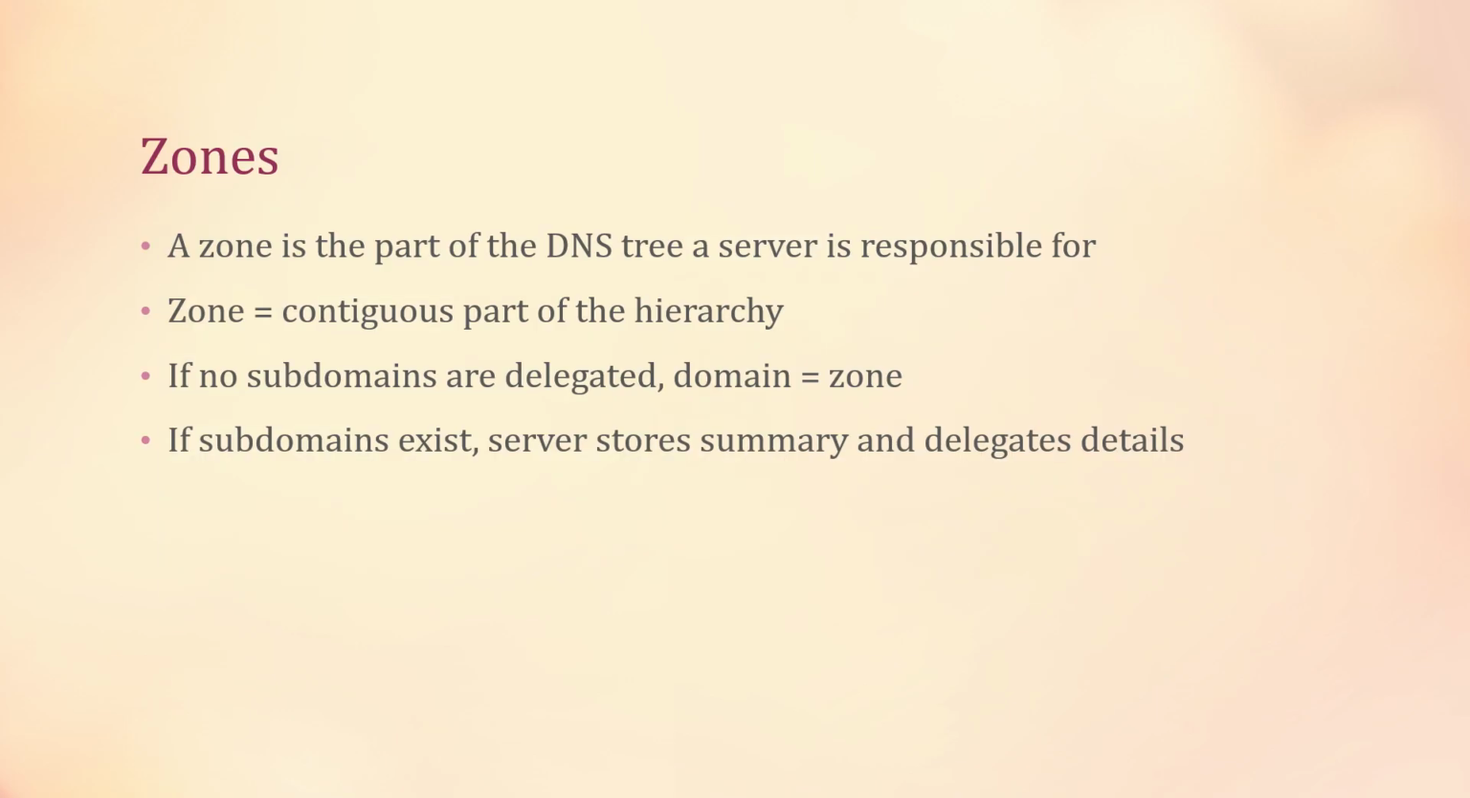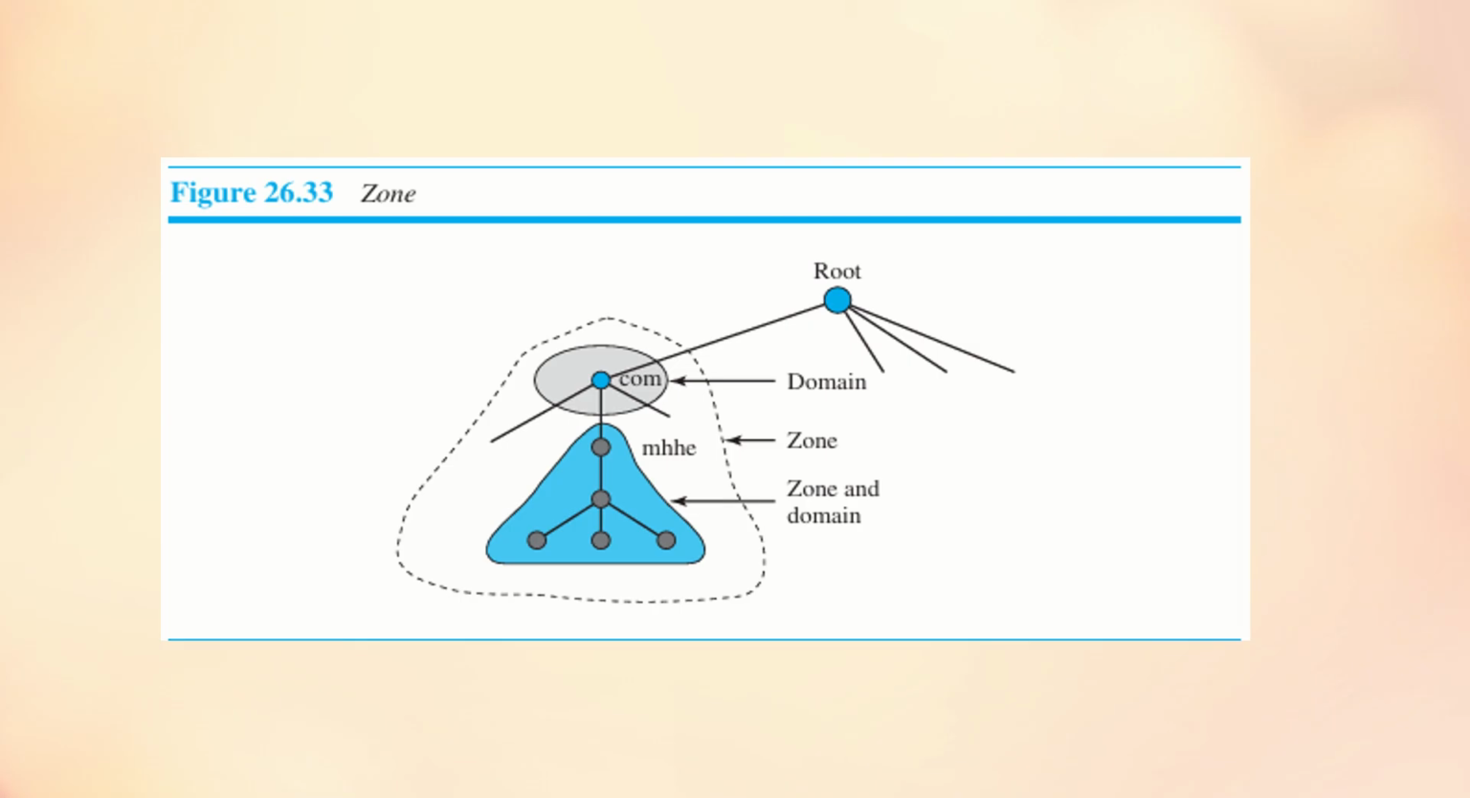Next we have zones. In this figure, a zone is shown. Since the complete domain name hierarchy cannot be stored on a single server, it is divided among many servers. What a server is responsible for or has authority over is called a zone. We can define a zone as a contiguous part of the entire tree. If a server accepts responsibility for a domain and does not divide the domain into smaller domains, the domain and the zone refer to the same thing.